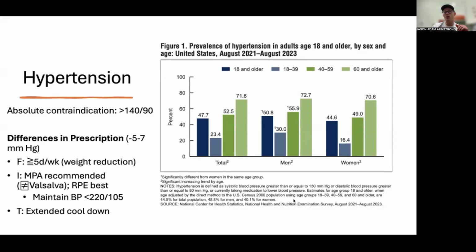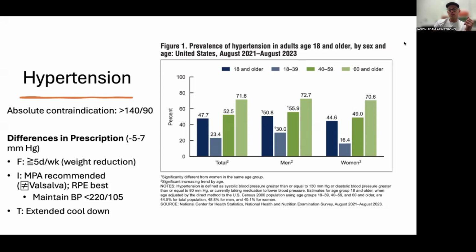hypertension is one of the diagnoses that does come with a contraindication. So if you have a resting blood pressure of greater than 140 over 90, we would say don't engage in exercise at that time unless you have gotten clearance from a physician, right? You should be being treated for hypertension at this point.